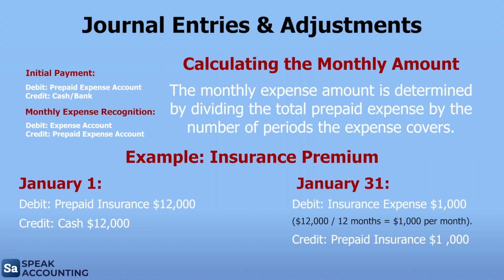January 31, debit: insurance expense $1,000 recognizes the expense for 1 month's worth of insurance coverage. $12,000, 12 months, $1,000 per month. Credit: prepaid insurance $1,000 reduces the asset value by the amount of insurance consumed during January.